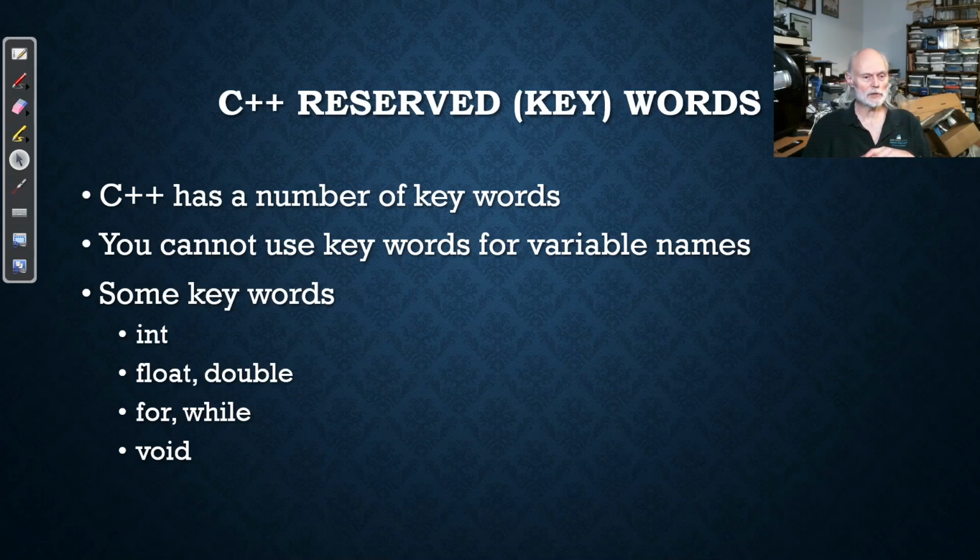As we begin looking at programming in C++, we find that C++, as well as every programming language, has a number of keywords or reserved words. They have special meaning. You can't use them for variable names. Some of the keywords in C++ are int, float, double, for, while, void, and these are reserved and have special meaning in the C++ language.